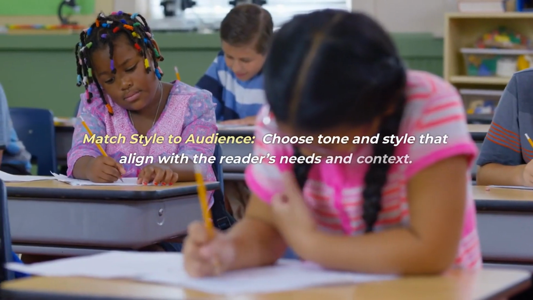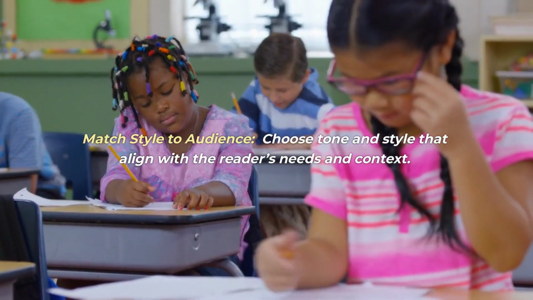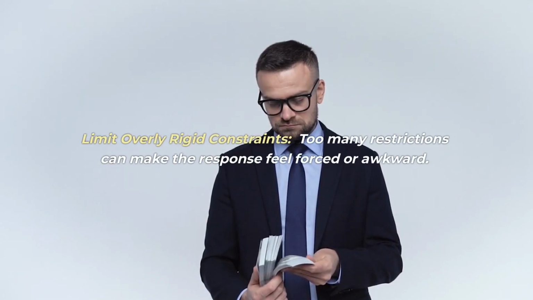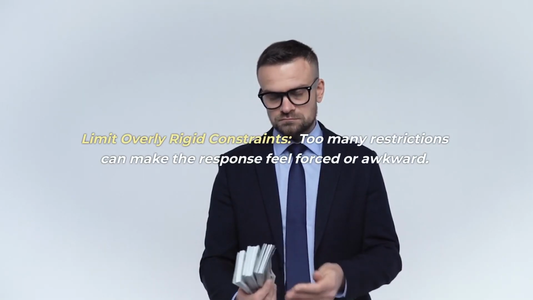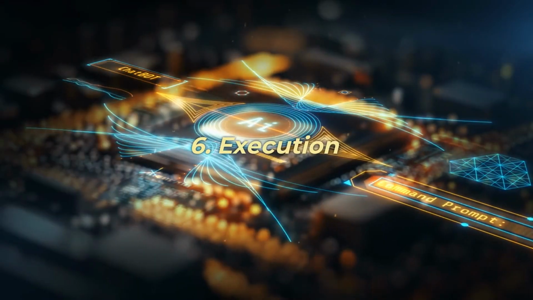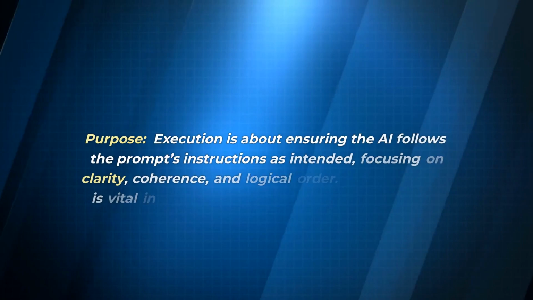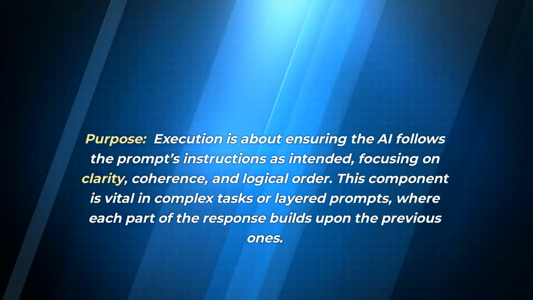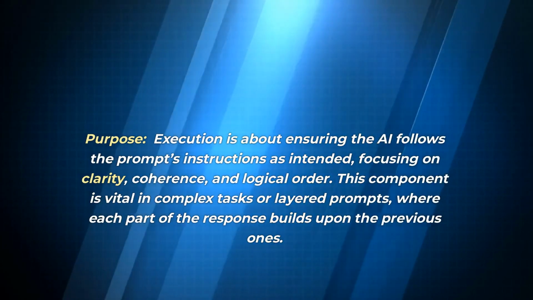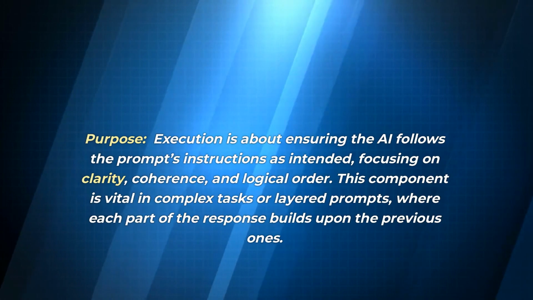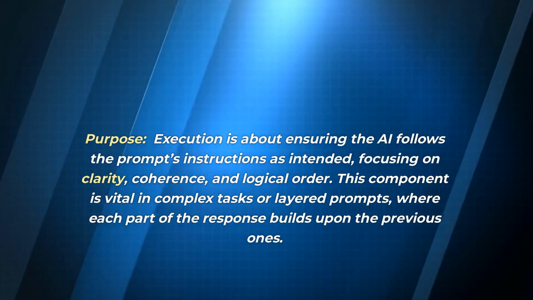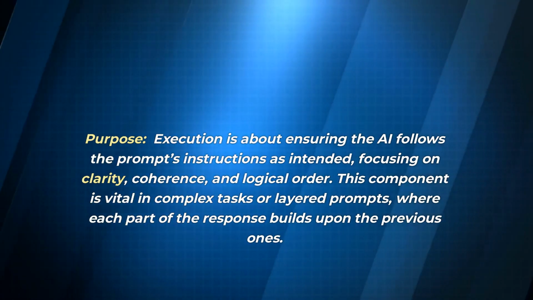Match style to audience. Choose tone and style that align with the reader's needs and context. Limit overly rigid constraints. Too many restrictions can make the response feel forced or awkward. 6. Execution. Purpose. Execution is about ensuring the AI follows the prompt's instructions as intended, focusing on clarity, coherence, and logical order.